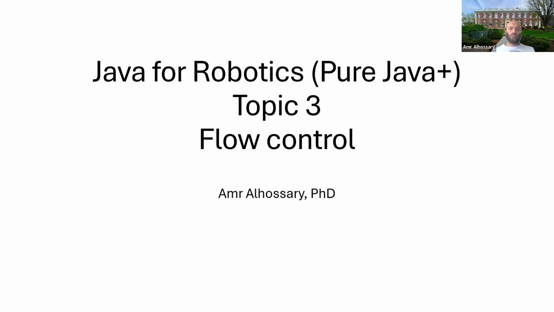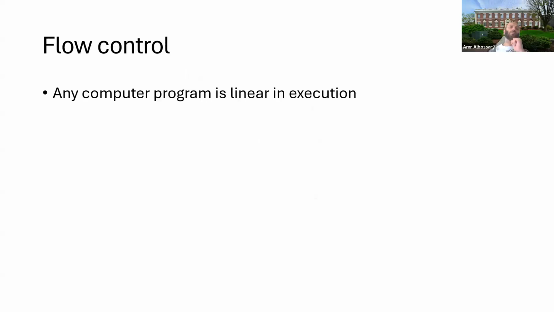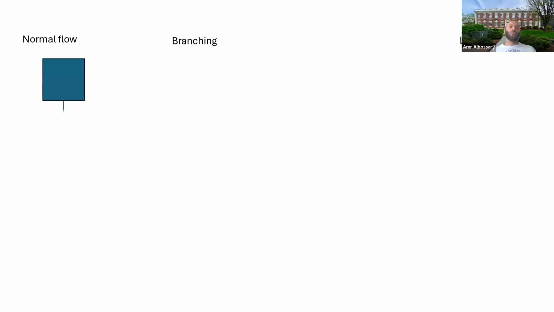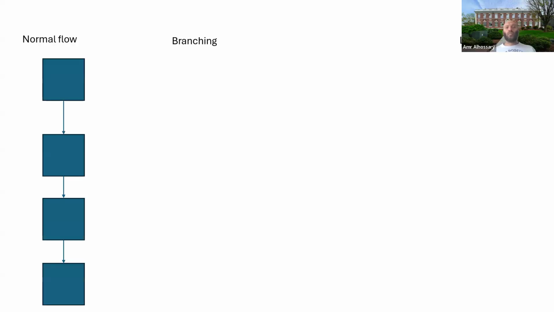We started talking earlier about flow control and said that any program is linear in execution, and sometimes we need to take a decision which makes the program go in one of two directions, like student pass or student fail, something like that. So this is a flow, an instruction followed by instruction, followed by instruction, etc.